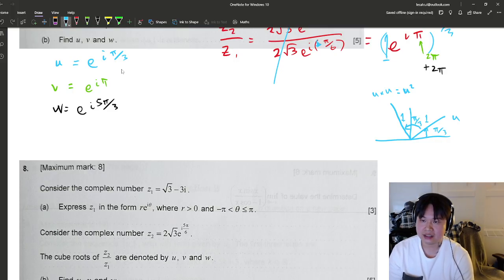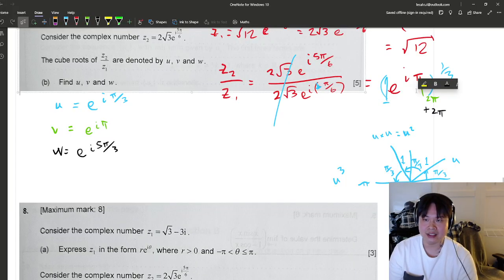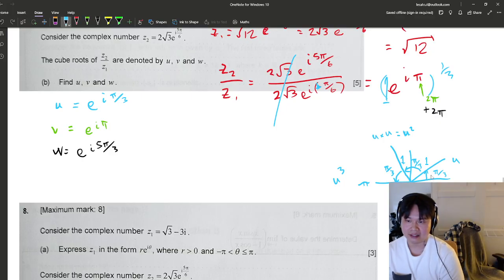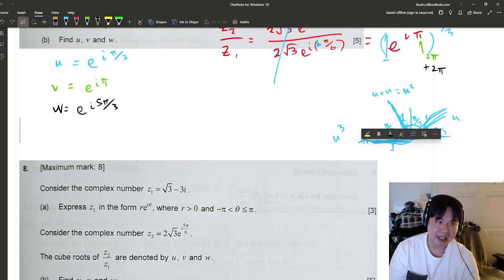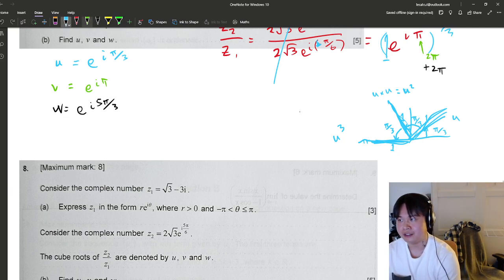And then, of course, if you multiply by another pi over 3, you end up at pi. And this is U cubed, right? And that's exactly what this number is here, right? 1 e to the i pi, that's right here. Now, of course, because we just keep going around in circles, there are more ways to end up at pi than just taking pi over 3. That's where you have to consider the other ones.